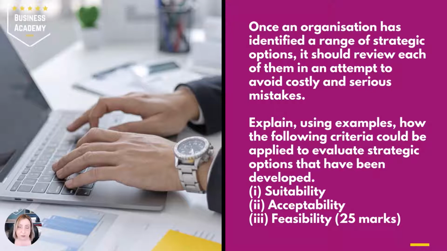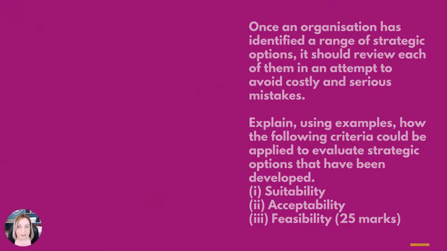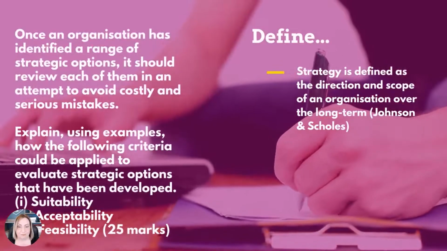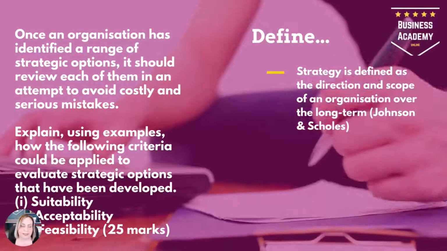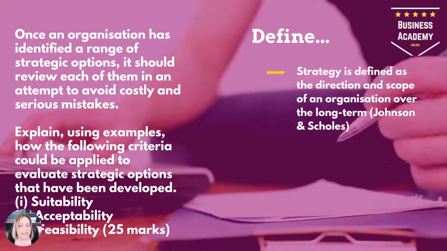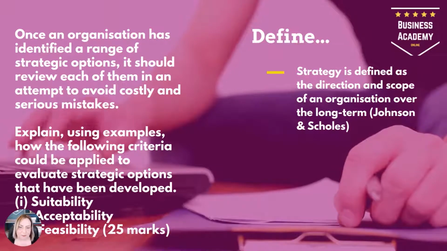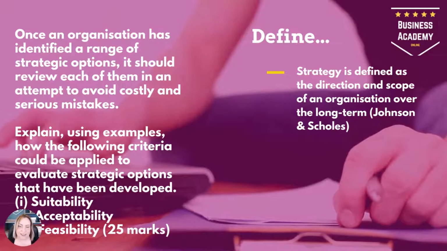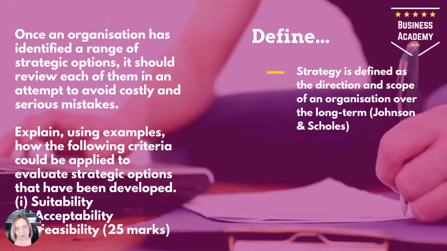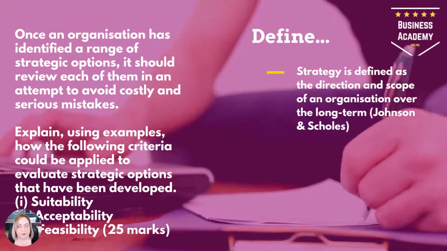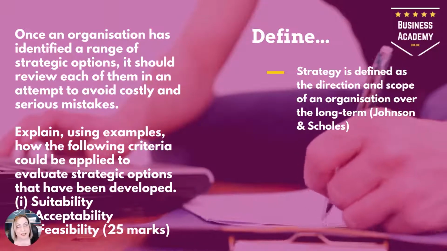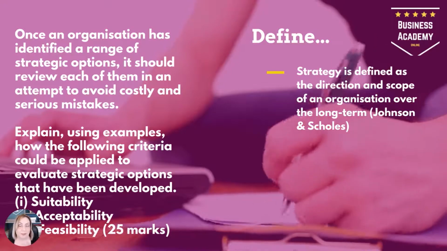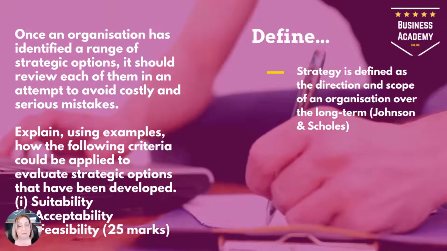And as usual, we start with a definition. So again, there's lots to define here. You could define suitability, acceptability, feasibility, and so on. But I took the easy way out and defined strategy. It's the direction and scope of an organization over the long term. Now, obviously, if you've already defined strategy on another question, then probably don't do that here and maybe try and define what you mean by suitability, acceptability, and feasibility.